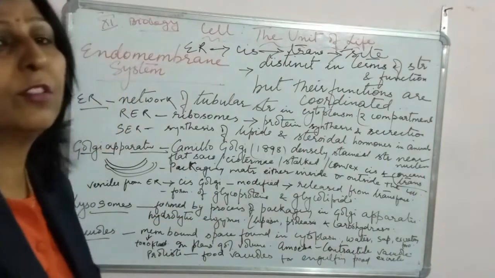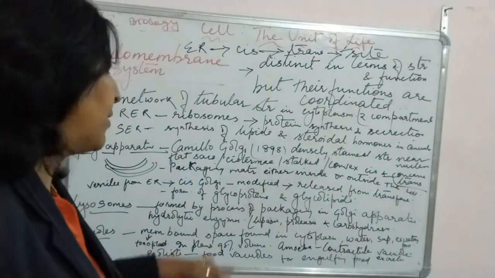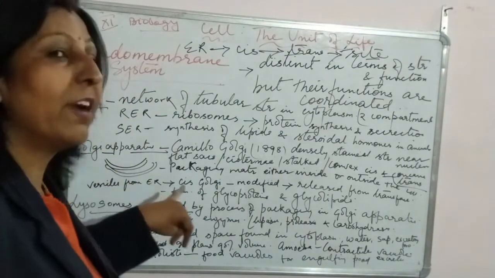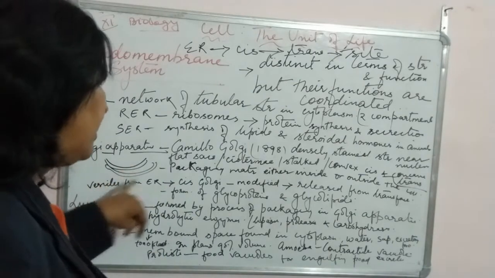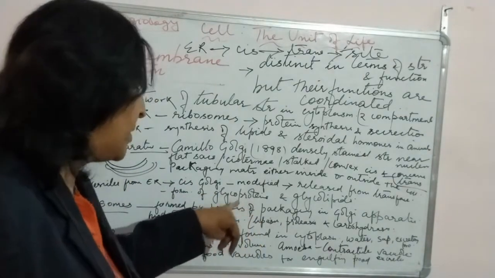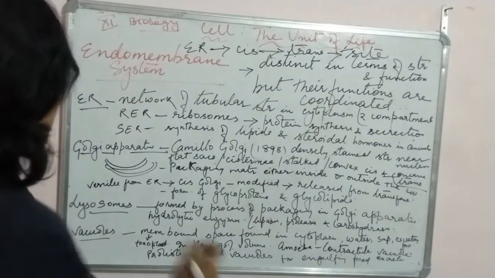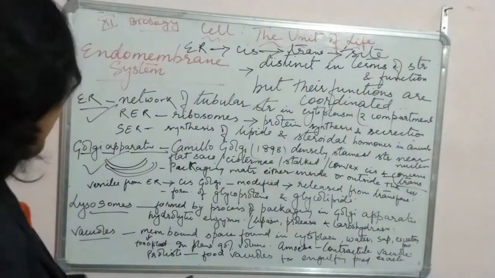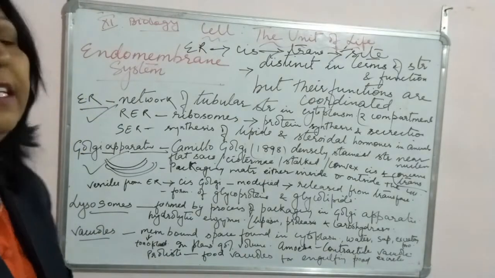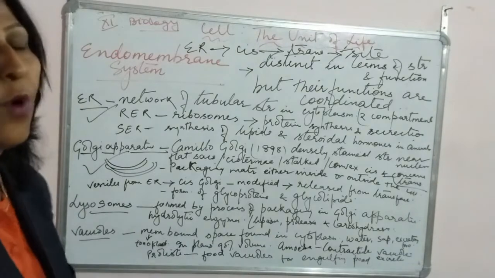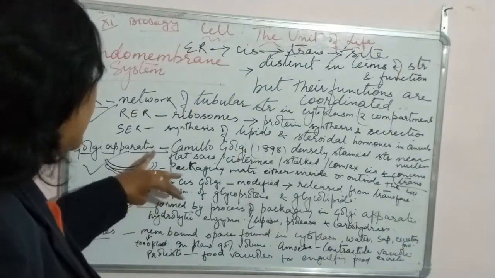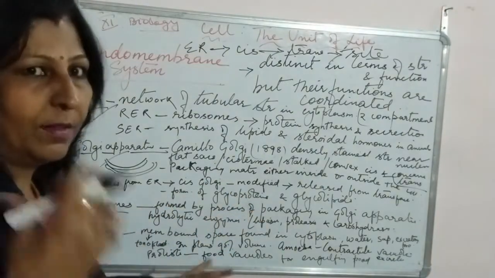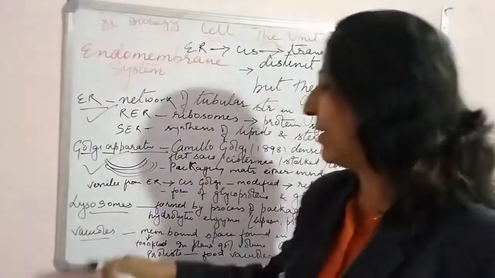It is also related with the formation of glycoproteins and glycolipids. So the functions of the Golgi apparatus are packaging, secretion, and the formation of glycoproteins and glycolipids. The endoplasmic reticulum and Golgi are coordinated; their functions are interrelated. Then we come to lysosomes. Lysosomes are formed by the process of packaging only. From the packaging function of the Golgi apparatus, the lysosomes are born.